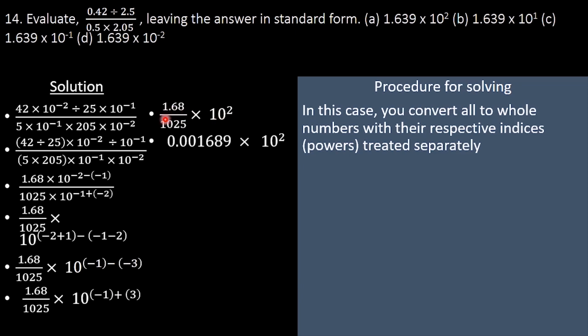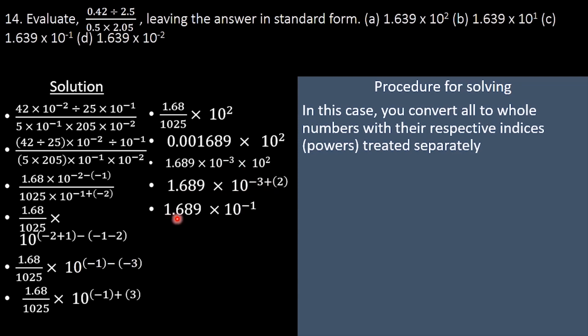1.68 divided by 1025 we have 0.001689 multiplied by 10 raised to power 2. When you convert these terms into standard form, we have 1.689 multiplied by 10 raised to power minus 3 multiplied by 10 raised to power 2. We have 1.689 multiplied by 10 raised to power minus 3 plus 2. You now have 1.689 multiplied by 10 raised to power minus 1.